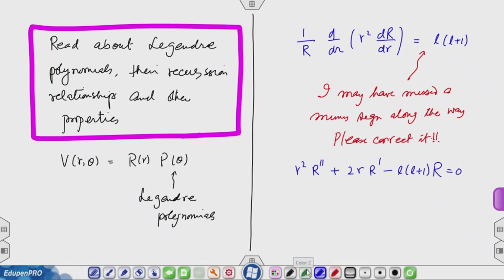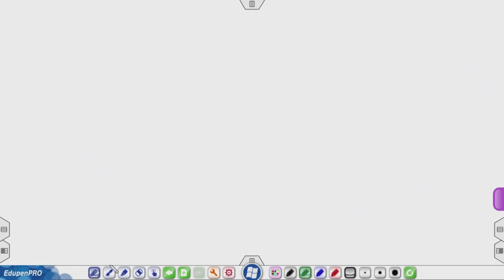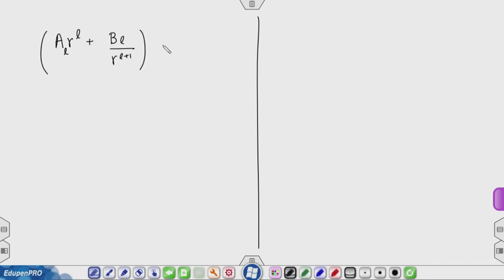The solution that we look for is of the form R equals r raised to lambda, and you get lambda(lambda plus 1) minus L(L plus 1) equals 0, and therefore, lambda equals either L or minus (L plus 1). Therefore, for a given L, the solution is (A_L r raised to L plus B_L over r raised to L plus 1) times P_L cosine of theta.